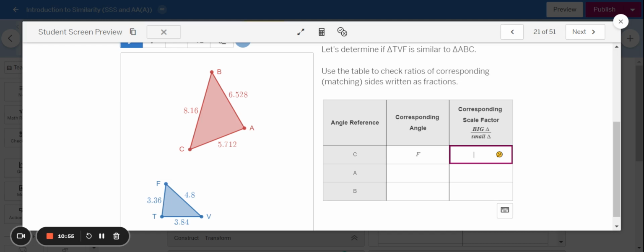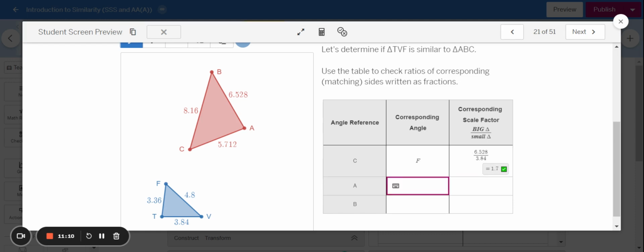Which one's bigger? Looks like 6.528 is bigger. And then 3.84 is the smaller one. And it gives me a little check to make sure that we did that correctly. Okay. So I'm expecting that those scale factors will all be 1.7. If that happens every single time, we can say that these are similar. If it doesn't, then we're going to say no, they're not similar. Okay, the angles will not be the same.